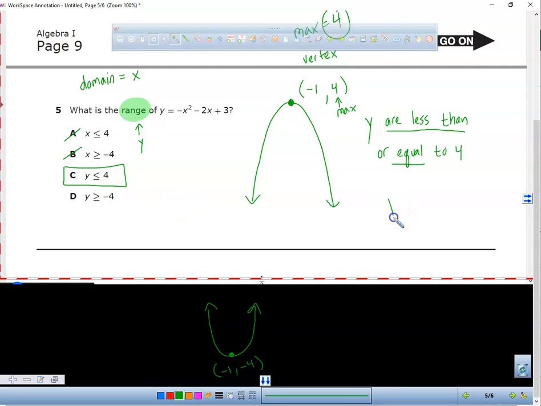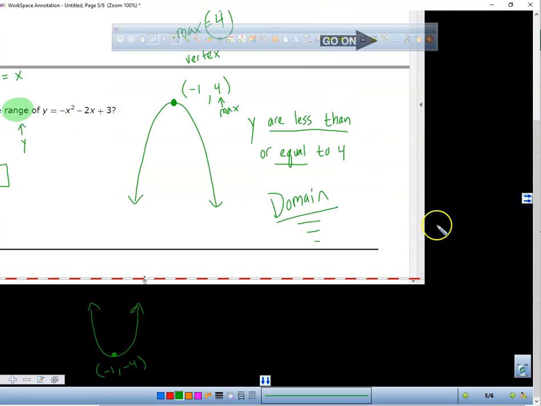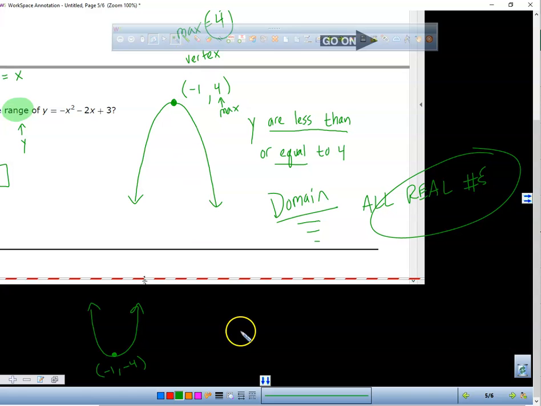Okay? Last thing I want to talk about parabolas. If I say what's the domain of any parabola, does anybody know what the domain would be for all parabolas? The domain for all parabolas will always be all real numbers, okay? So if you see a parabola and they say, what's the domain? The answer is always going to be all real numbers. Literally, you can plug in any x value, and it goes forever from left to right. So remember, domain goes from left to right, range goes from down to up, okay?